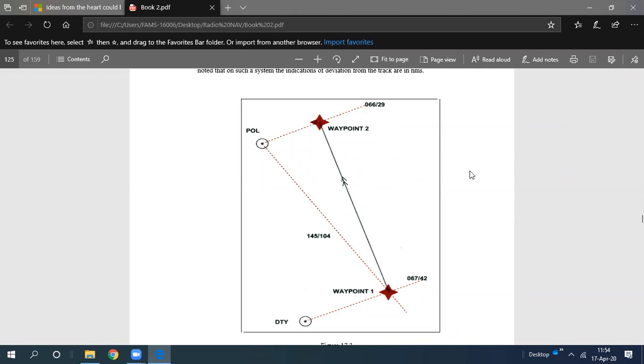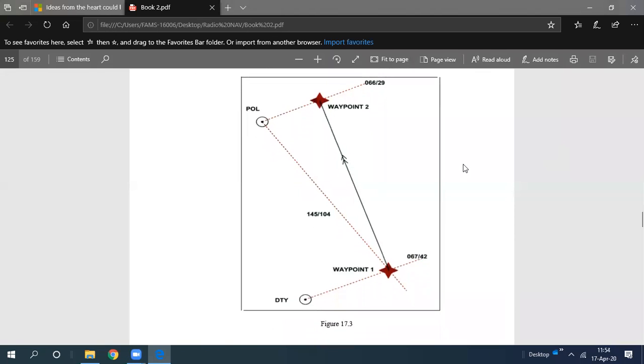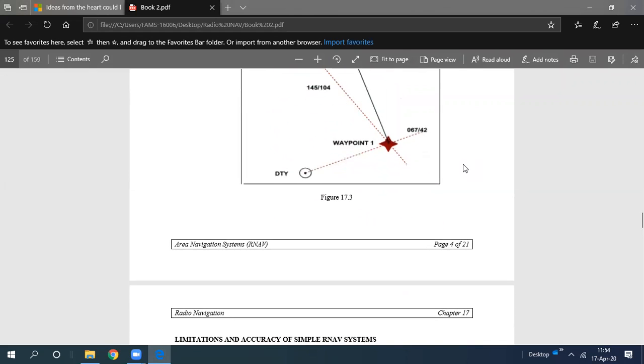Any questions if you have so far? You may ask the questions now. Any questions, please? No, sir. Thank you, sir. Okay, then I finished the area navigation system.